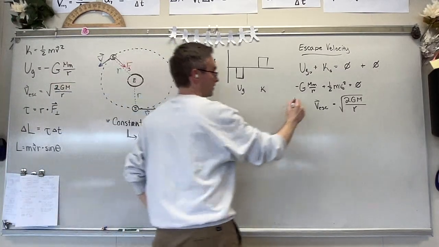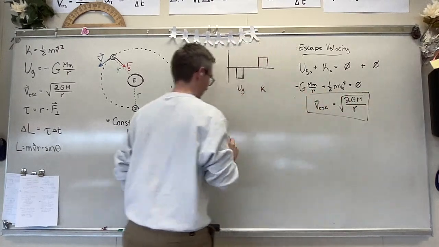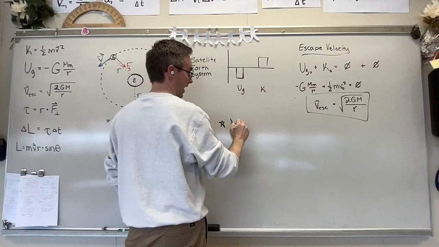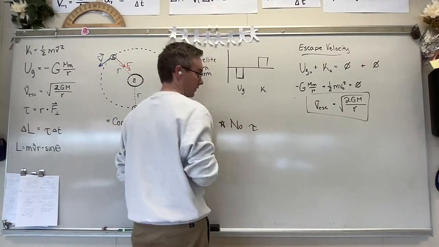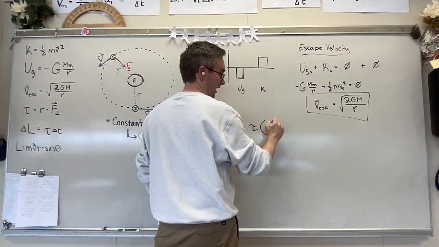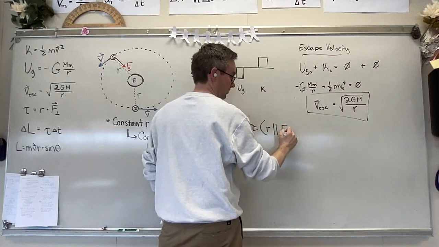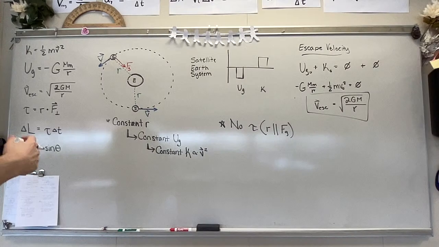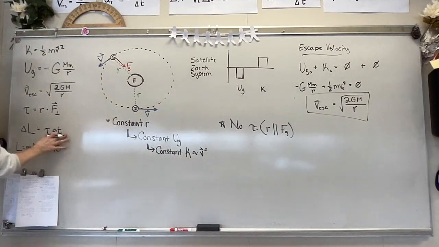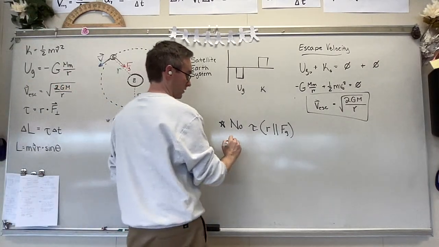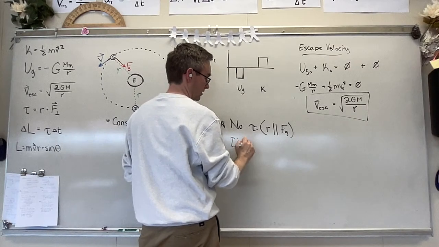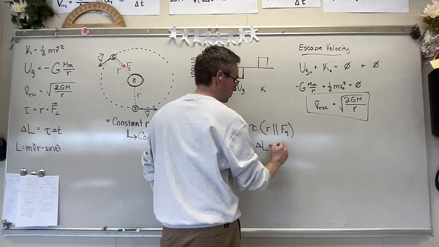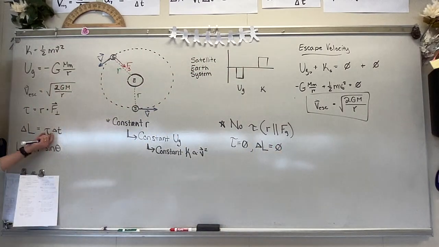So since I have here, all right, just kind of marking that off, I have no torque acting on this system here, right? I have no torque because the radius is acting parallel to the force of gravity. That means that torque is equal to 0. If that torque is equal to 0, then that means that the change in angular momentum is going to be 0, right? Just plugging that in right there.